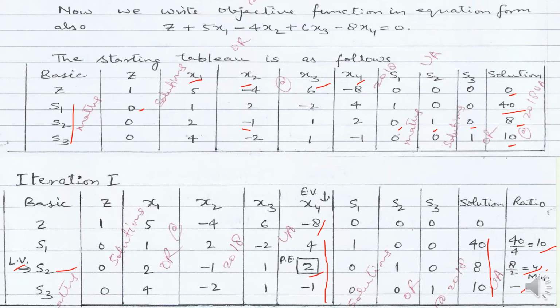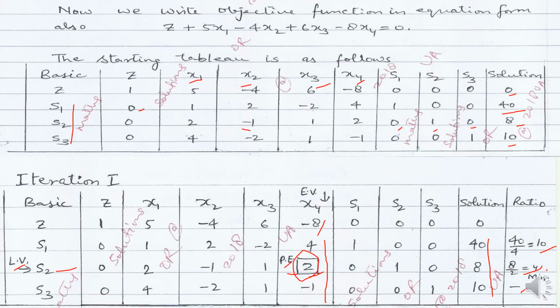So in the next table, our x4 will enter and S2 will leave. So this row will become the x4 row in the next table, and this element, which is at the cross section of pivot row and pivot column, because S2 row is the pivot row now, and this x4 column is the pivot column. So at the intersection of these two, we have this element 2, and this element is the pivot element. So what will we do?